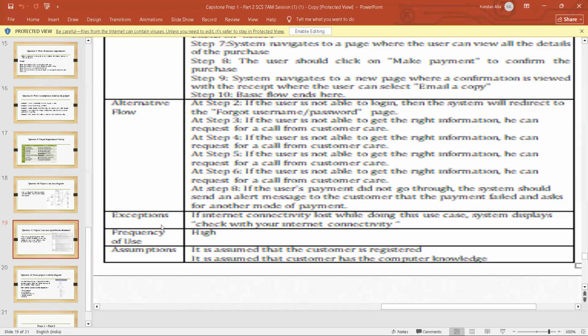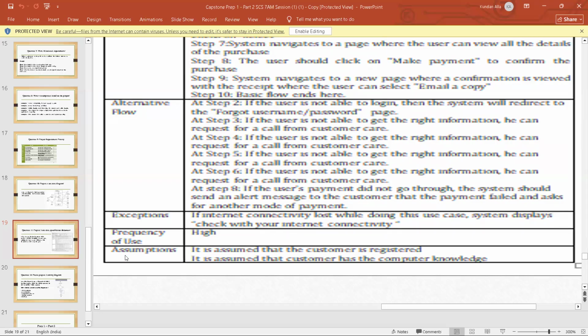Okay, so coming to the exceptions. If internet connectivity is lost while doing this use case, the system displays "Check your internet connectivity." So this is another exception. That means if the user is facing any network issue, then the system has to show this message: check your internet connectivity.